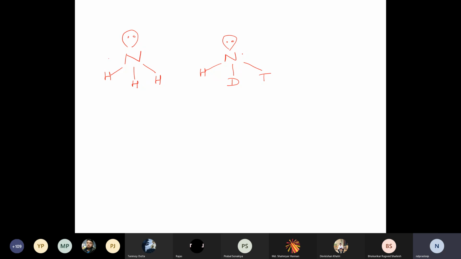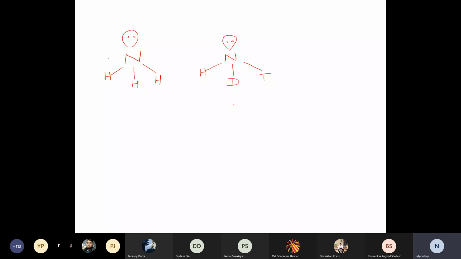Hydrogen, deuterium, and tritium have the same chemical properties, but they are different atoms, isotopic, so chirality depends on the atoms. So we can call this a chiral molecule, but people did a lot of experiments to see the other enantiomer.